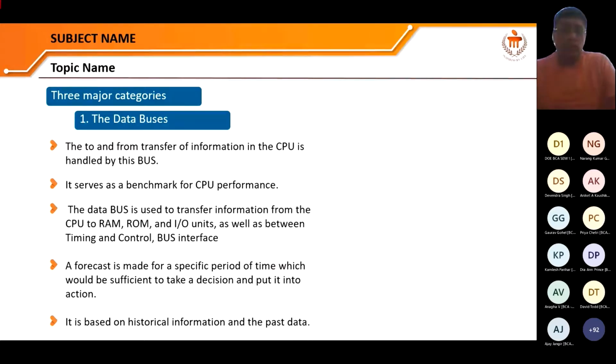And a forecast is made that a specific period of time would be sufficient to take the decision and put it into action. You have seen this when we are copying something: if the size is 1 GB or 2 GB, we see how much time it will take. This is the forecast time of how long the CPU will take to copy from one pen drive to another pen drive, or from a pen drive to the CPU. Same here, if we are working on any task, it calculates the time and forecasts how long it is going to take.